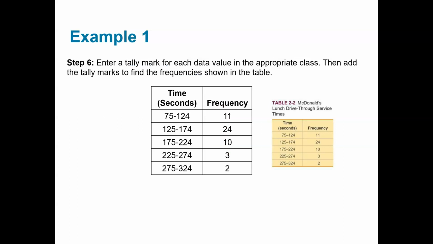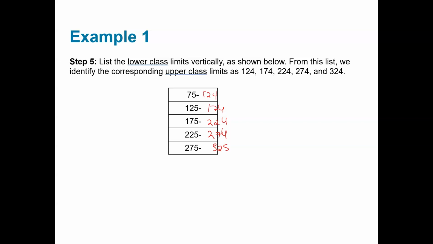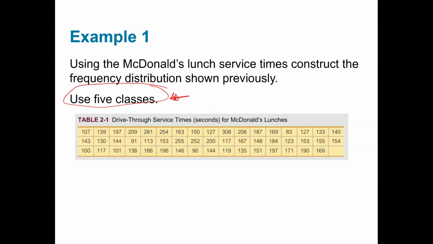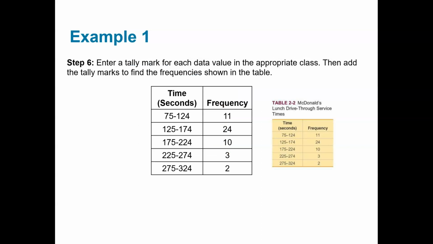And then step 6 has us actually going through the data and tallying what falls in between. So we would go back into our data and we would say 107, where does that fall? 107 falls right there. I promise I'm not going to do it for every single one. 139, where does 139 fall? Falls right there, and so on and so forth. Once you get all your tally marks, you add them up and you would see you have 11 in that section, 24, so on, and that's how you get the frequency table.